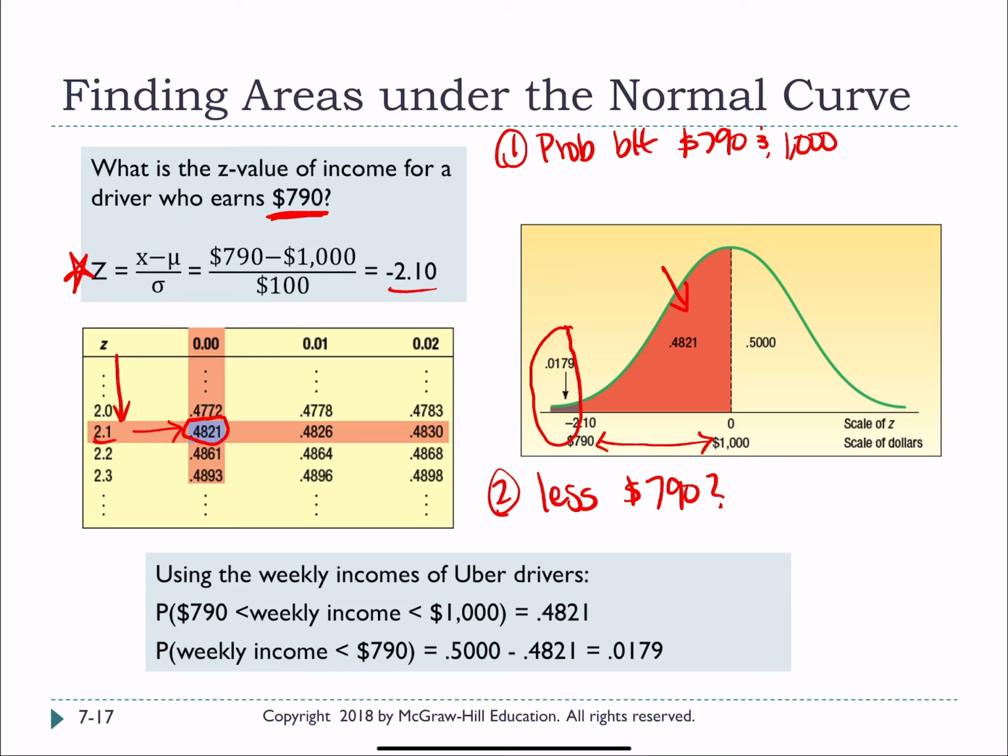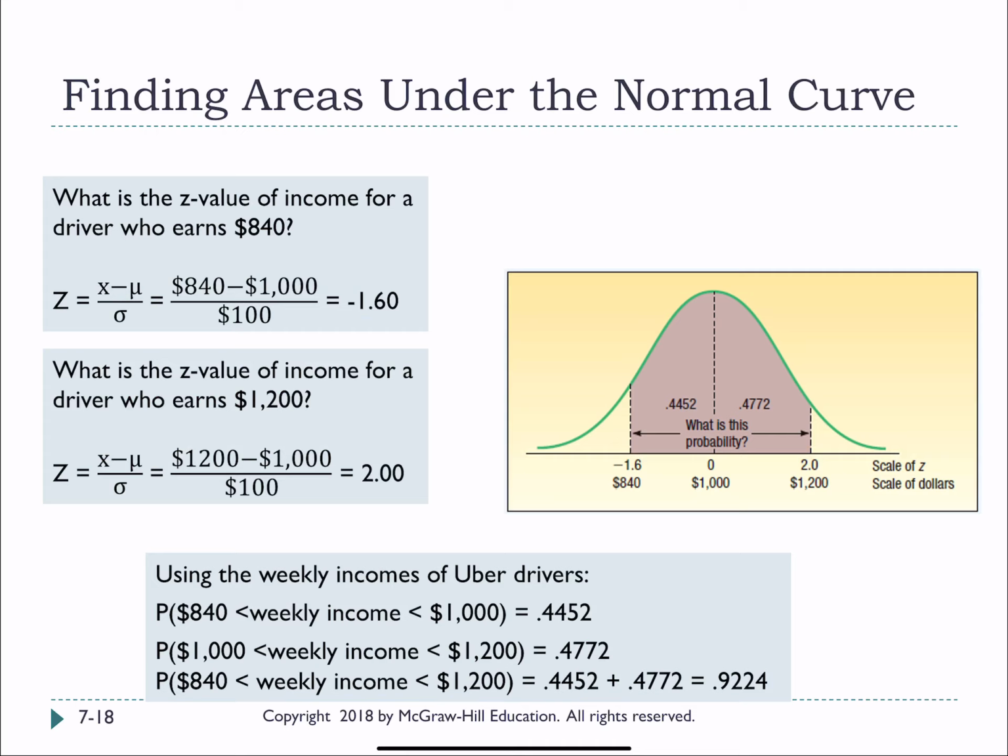Well, again, you have to find first the 790 back to the mean of 1,000. And because then I know that everything left of the mean, that whole area, equals 0.5, if I want to find this little bitty gray tail down here, this area right here, then I take 0.5 and I subtract the area of 0.4821 to get the area in my tail of 0.0179, or only about a 1.79% chance that that driver that we randomly select has an income less than 790. Not bad at all for just driving people around, huh?